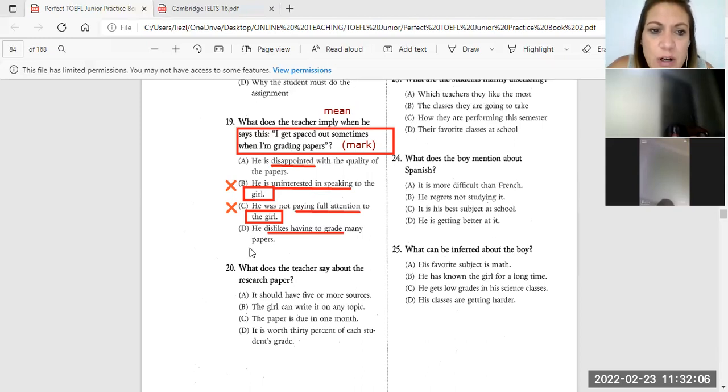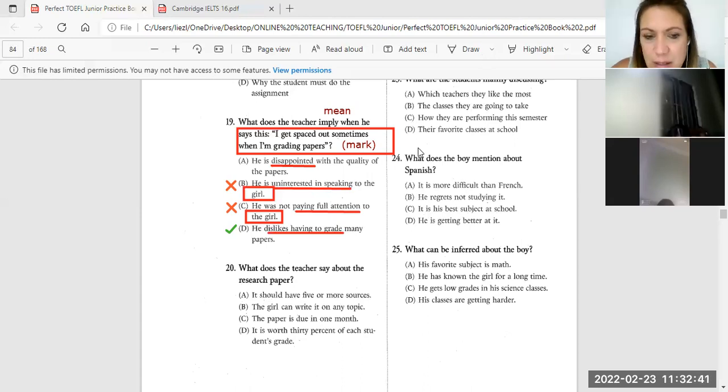Do you understand how we got to the answer? You understand why it's D? Okay, you have to look very carefully. He didn't talk about a girl. So immediately we can say B and C are away. We can take that away. Then we look at what we've got left. Number A, it's disappointed. Disappointed means he's disappointed in the paper. No, he's talking about himself.